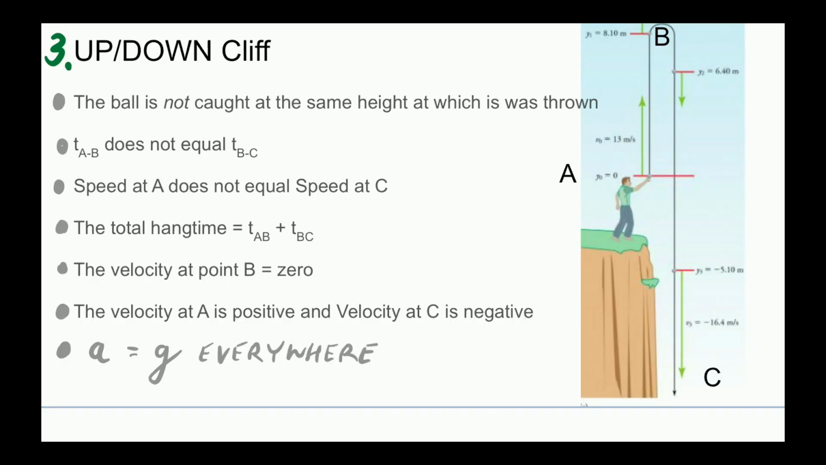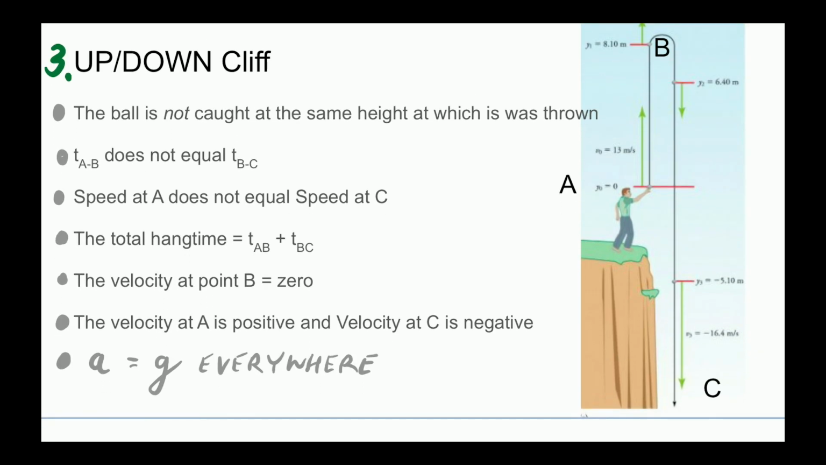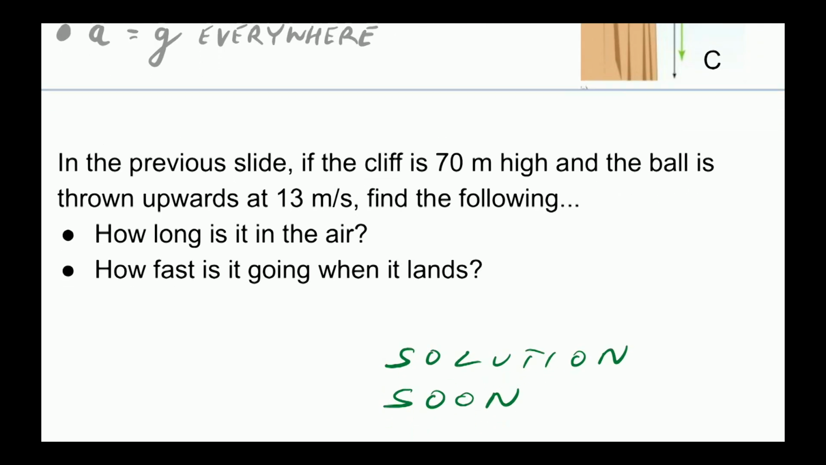Next is the up-down cliff category. I will not read all of these bullets. You can read them off the slide, but the important thing is you don't anymore have the symmetry between A and C, because the whole trip is asymmetrical. It's going to be moving faster at C than it is at A, for example. Okay, so I will not read this slide, but if you would like a review, you can check into this again. If you understand up and down, I think you will understand this quite easily.